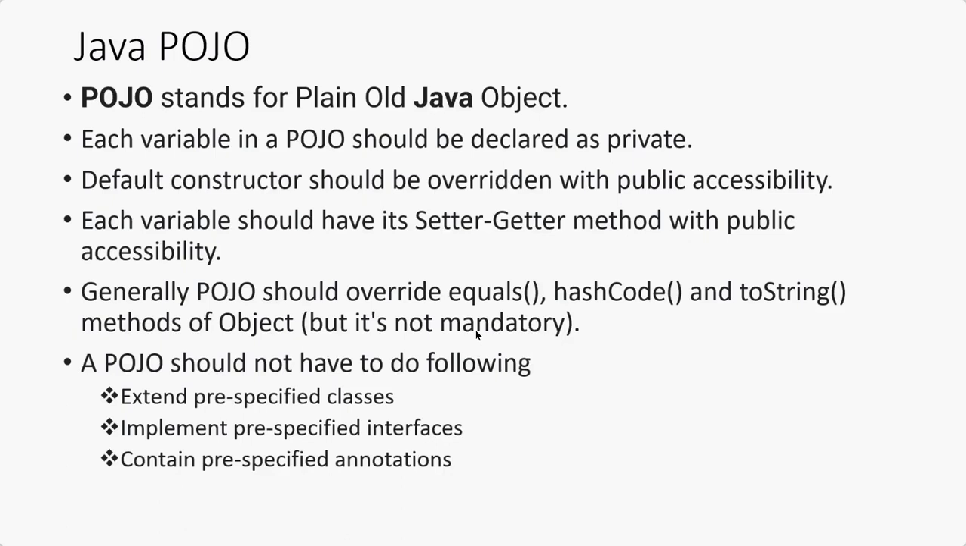In today's class, you will learn about POJO, Java POJO. What is Java POJO? POJO stands for plain old Java object. So what is an object? If you instantiate a class, then it will become an object.